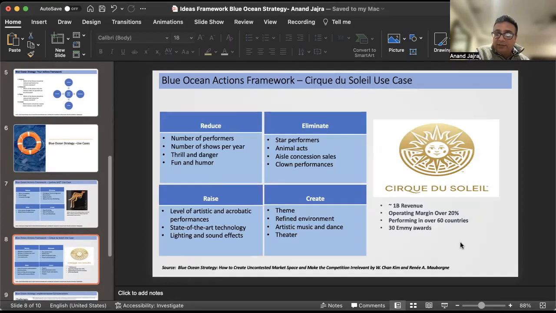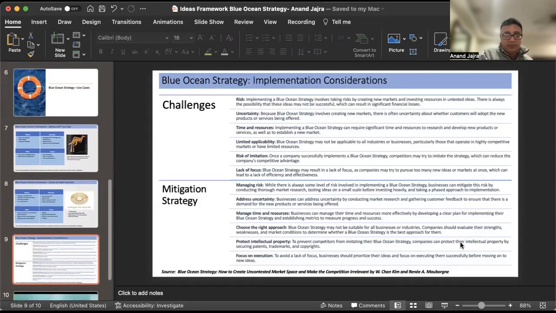Cirque du Soleil is another great example. They have really taken the live performance of artistic and acrobatic performance to the next level. They eliminated animal acts and clown performance and some of those negative connotations and created an entertainment which is not just for children anymore. They cater to a different market. And they did that by reducing number of performances, number of shows, by making it more exclusive, raising the artistic and acrobatic level, and really deploying the technology, light and sound effects to their benefit. They have done very successfully and very well in this market by deploying this.